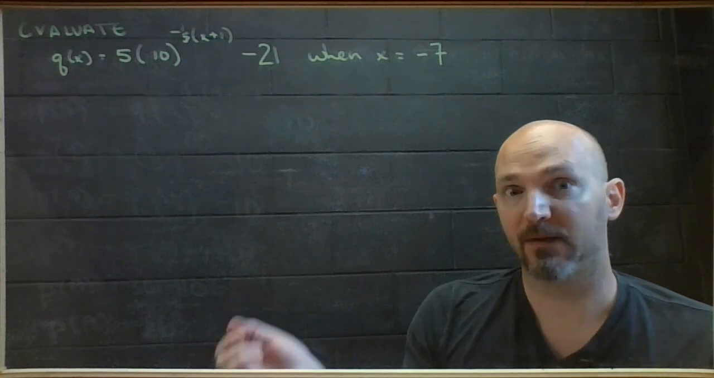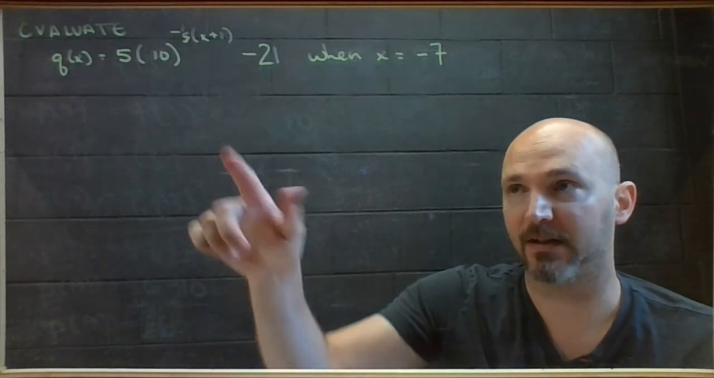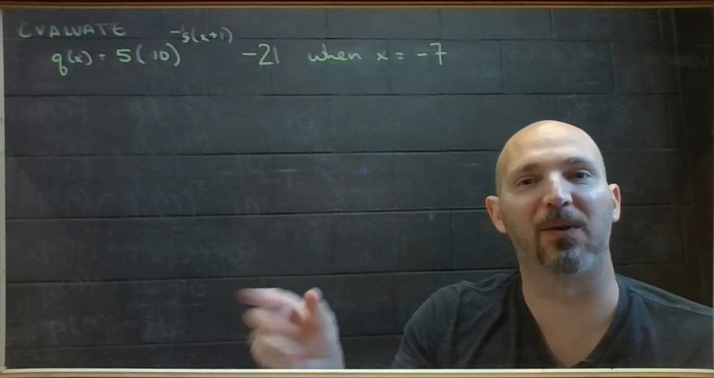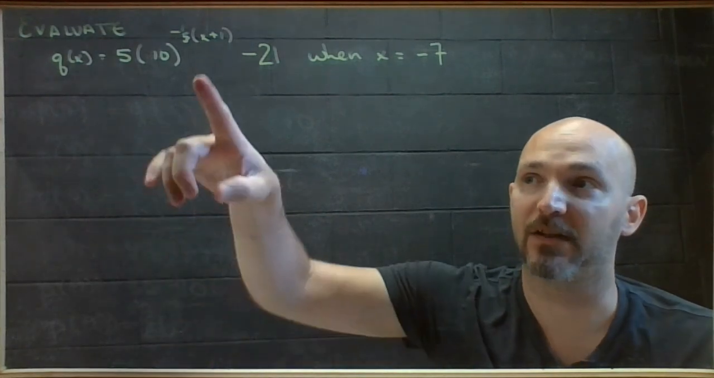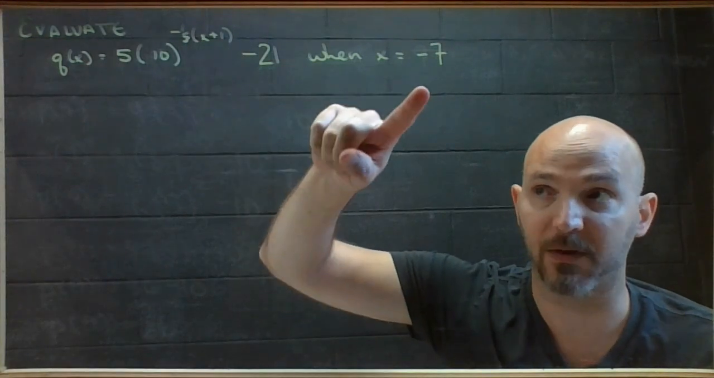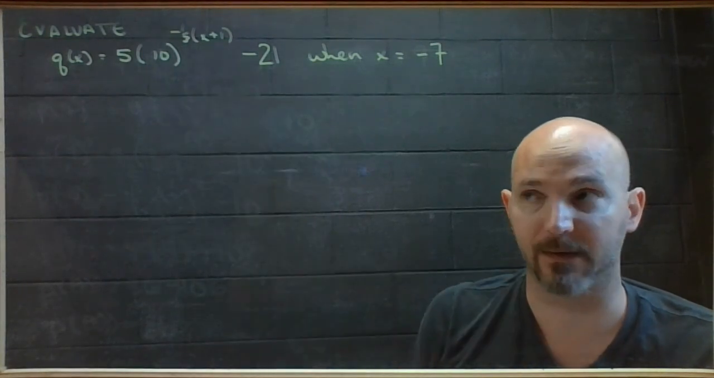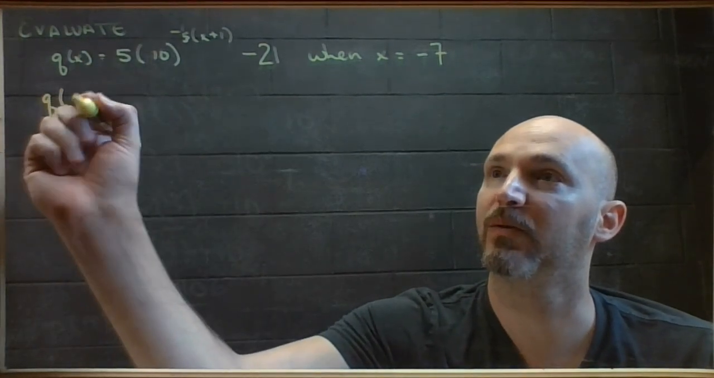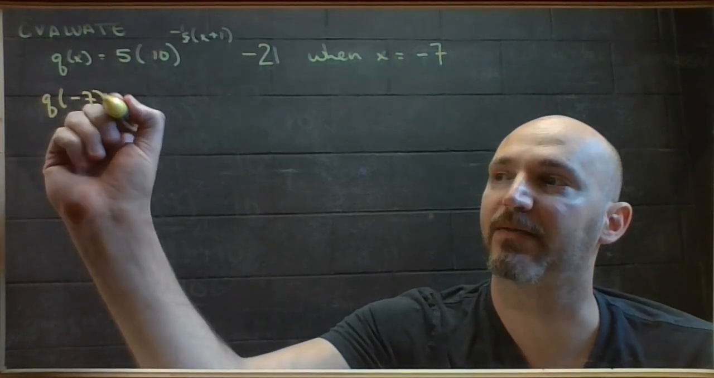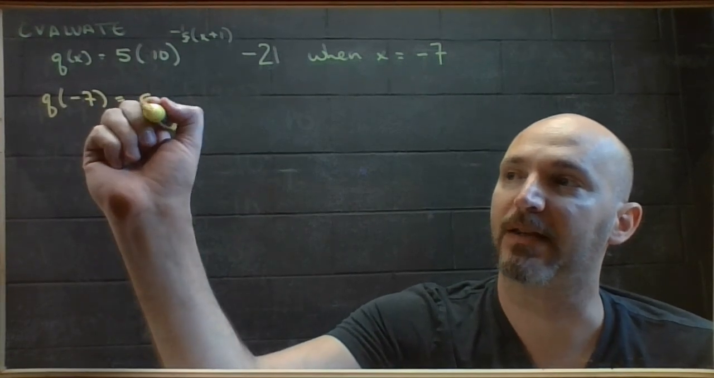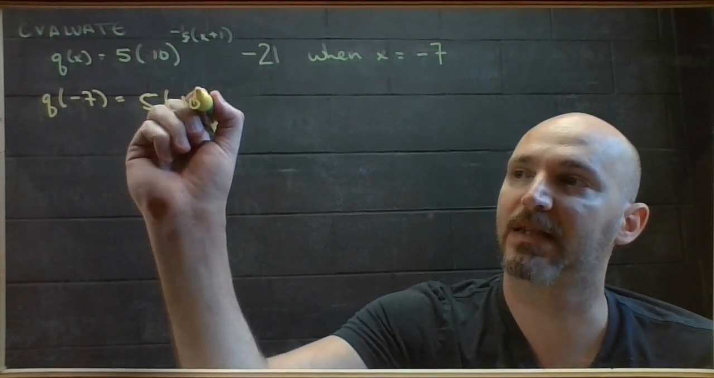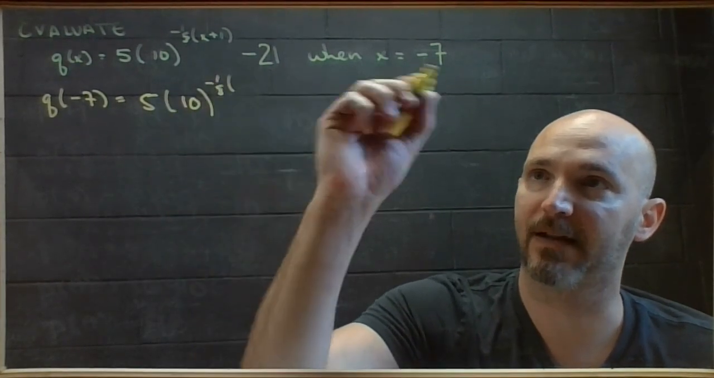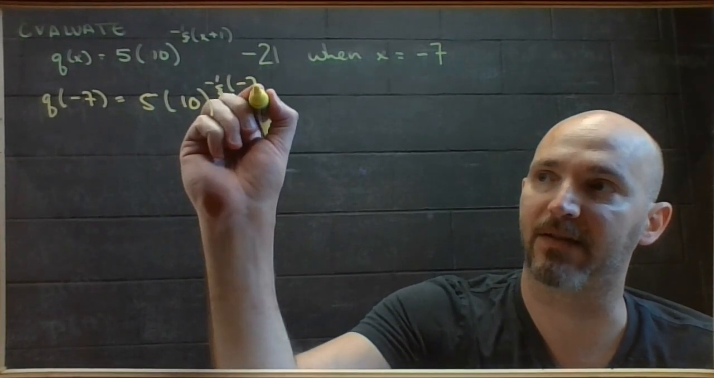So that said, even though this one, it's a fraction and it's got a negative in it, we're not going to panic because it is exactly the same process as everything else we've done. You've got an x there, you've got a number, in it goes, work it out. So I need to find the value of q when x is negative 7. So I leave the 5, I leave the 10, I leave all this stuff, except the x gets replaced with negative 7.